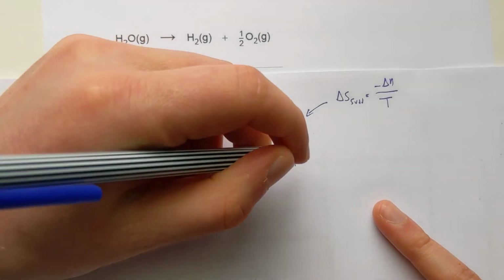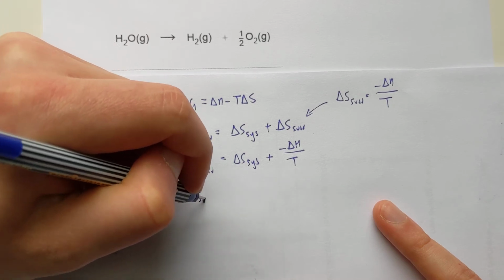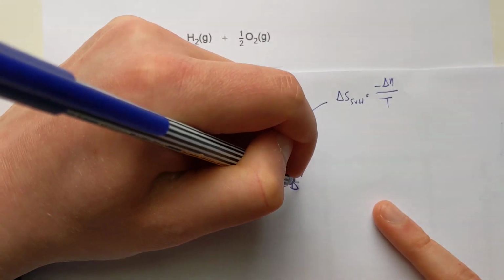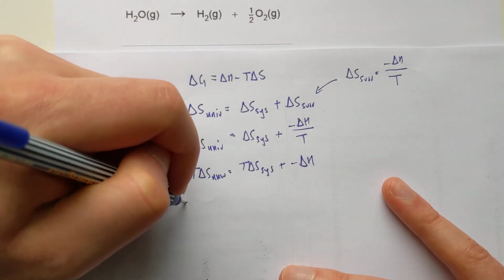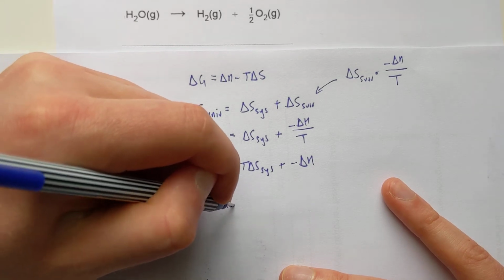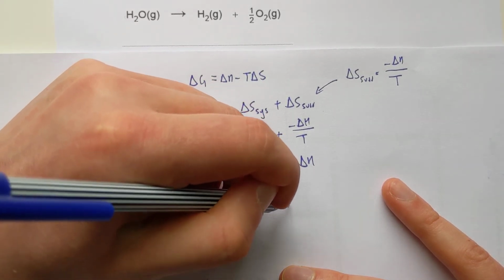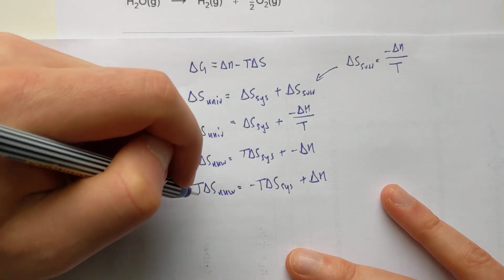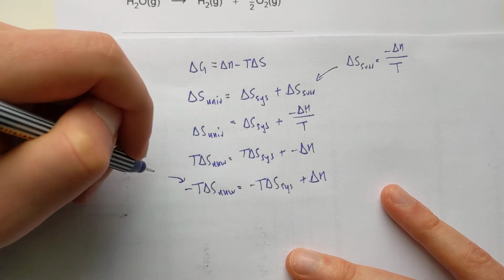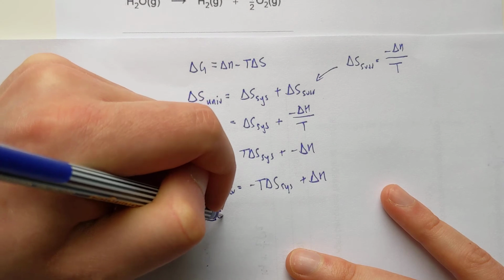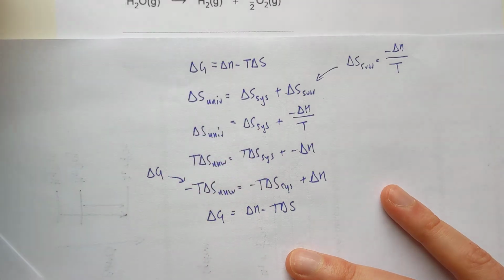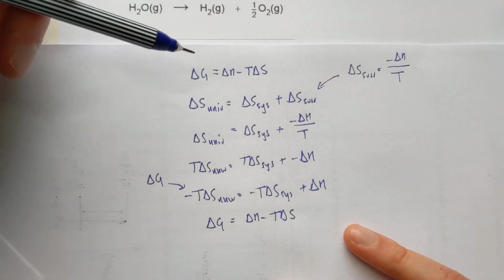What we do is a wee bit of manipulation. We're going to multiply everything by T. So T delta S universe equals T delta S system plus minus delta H. I don't like that minus, so I'm going to turn everything else into minus. So minus T delta S universe equals minus T delta S system plus delta H. And if you rearrange this a wee bit, minus T delta S universe is what we call delta G. That's its actual derivation. Delta G equals delta H minus T delta S, where S is the system, our reaction, but we just dropped the word system at this point. So that's where the actual free energy equation comes from, this derivation from the second law of thermodynamics.